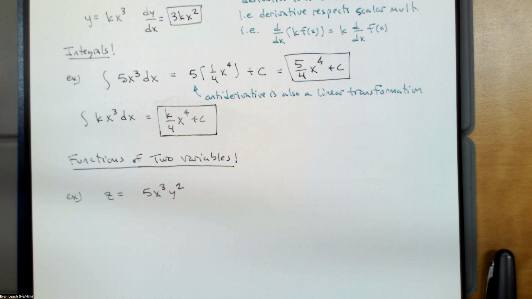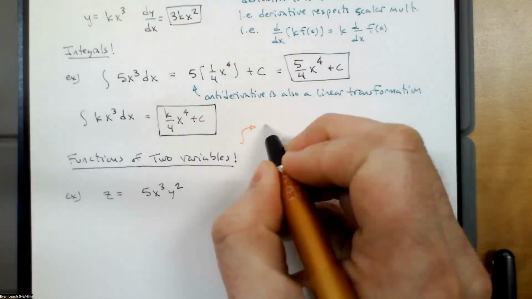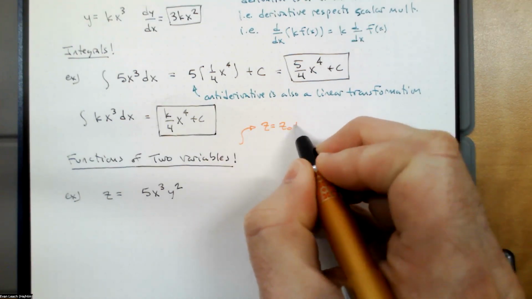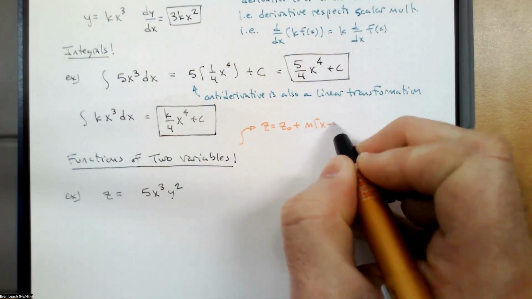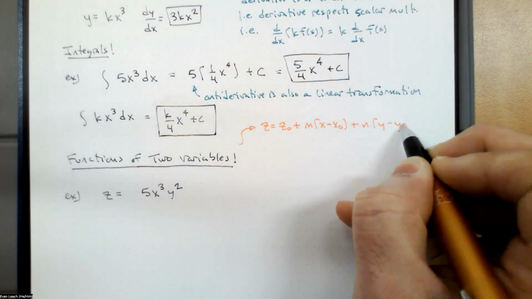When we have that equation of a plane, z equals z naught plus m times x minus x naught plus some other m times y minus y naught, we end up with two slopes. One of them was the change in z with respect to x. The other one was the change in z with respect to y. So recall the equation of a plane is z naught plus m times x minus x naught plus, let's use n times y minus y naught.